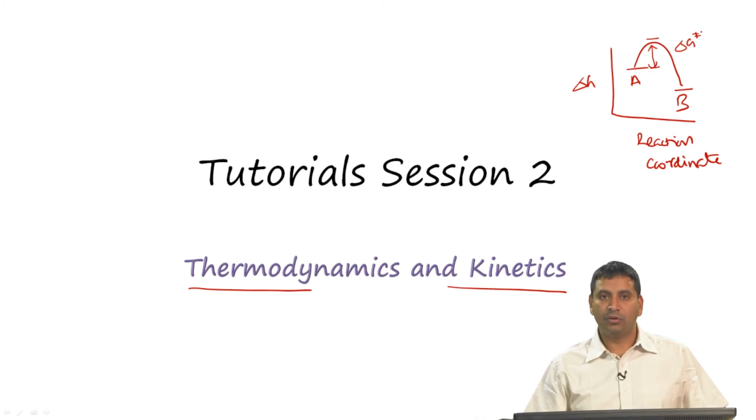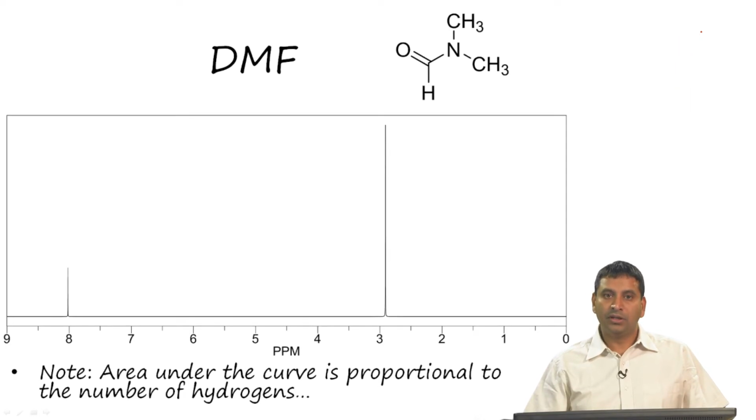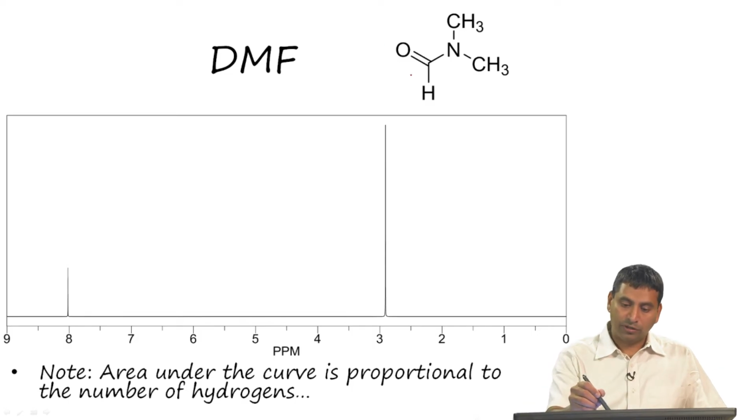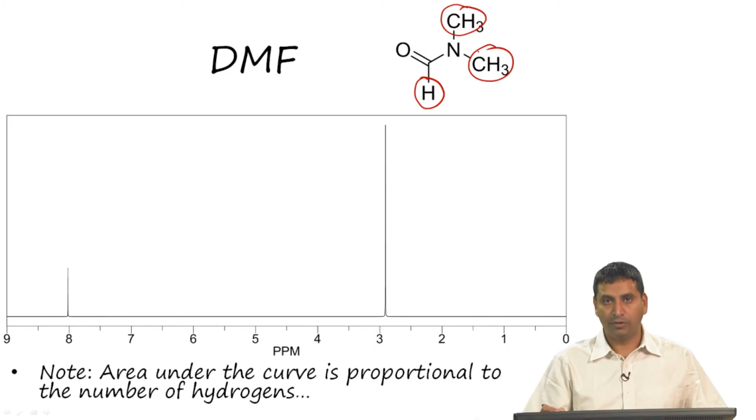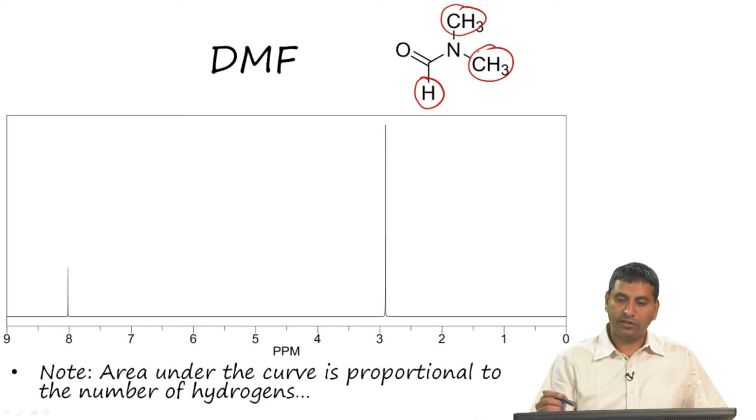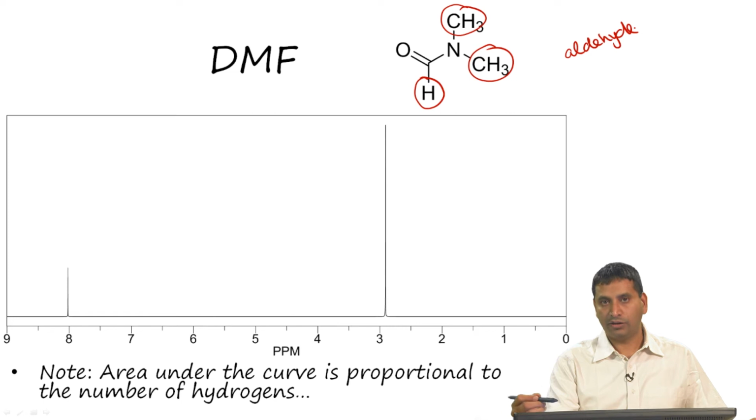The first example that we will look at is dimethyl formamide. Dimethyl formamide, whose structure is shown here, has 7 hydrogens as shown here, and one of the hydrogens belongs to an aldehyde or a carbonyl, and the other hydrogens are attached to 2 methyl groups, which are in turn attached to a nitrogen. So, fundamentally the properties of these hydrogens would be different. That is, these 6 hydrogens would be identical and this hydrogen would be different.